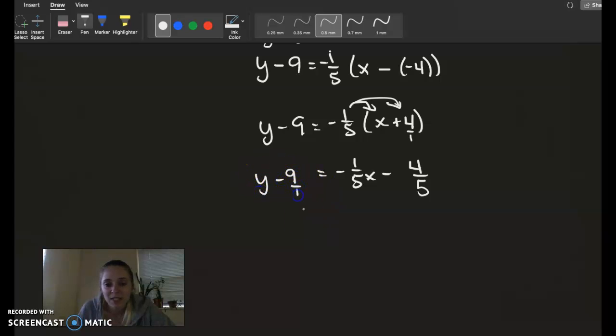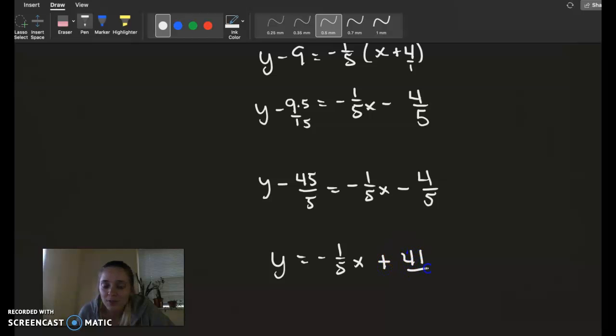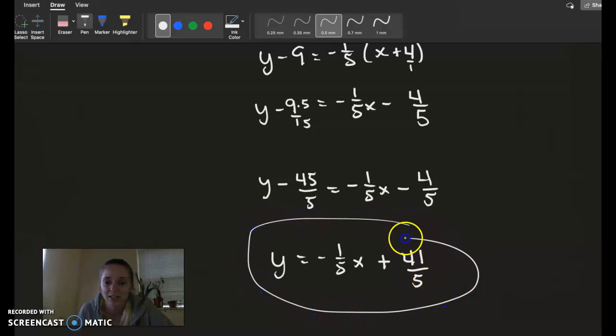Now 9 is the same as 9 over 1, and if I multiply the top and the bottom of that by 5, I have y minus 45 over 5, and the reason I'm writing it that way is because the fraction over here that I'm going to be adding it to has a denominator of 5. So when I add them together, I'm going to end up with y equals negative 1/5 x plus 41/5. Now, you might want to actually work that one out yourself, right? I didn't write this down. So you put plus 45/5. Make sure that I'm actually right there.